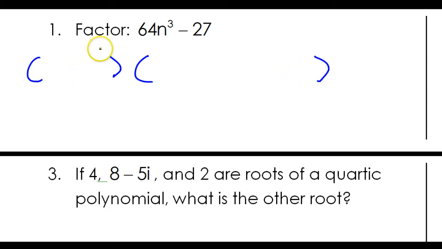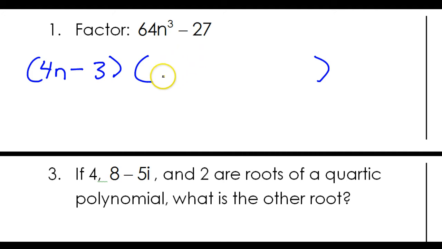Let's start with the binomial. The binomial is always going to be the cube root of these two things. So like we just saw, 64 is 4 cubed. Of course, the cube root of n to the third power is just n. And then it's minus, so I'm just going to keep this minus. And 27 is 3 to the third power. So it's just the cube root of each of these terms gives me the binomial.